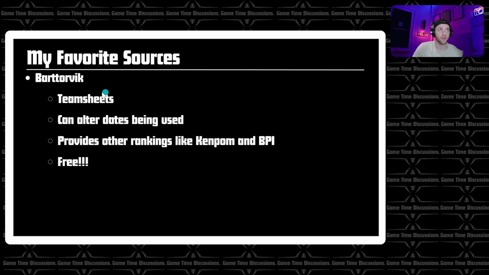What else is on Bart Torvik? They have team sheets. You can change the dates being used, like I discussed. It provides other rankings, such as KenPom and the BPI, which we're going to talk about KenPom in just a second. If you go to the team sheet ranks, it'll actually list teams as KenPom along with their BPI. I believe WAB is on there. KPI is on there, which is another resume tool similar to the NET.